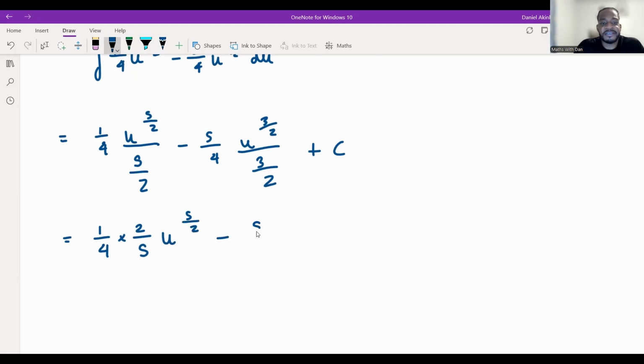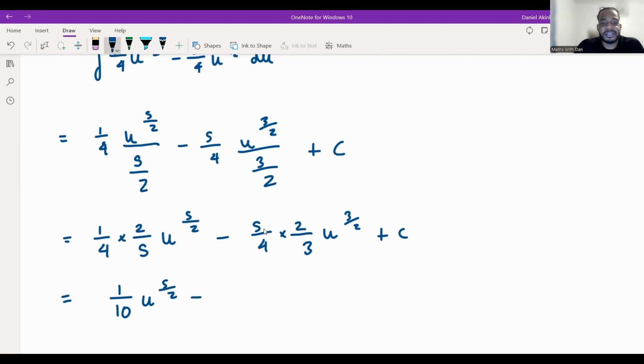And then minus 5 quarters times by 2 over 3, u to the 3 over 2 plus c. Let's tidy that up. That's just going to be a fifth, isn't it? 2 over, no, 2 over 20 is a tenth, sorry. It's going to be a tenth, and then u to the 5 over 2, like that.